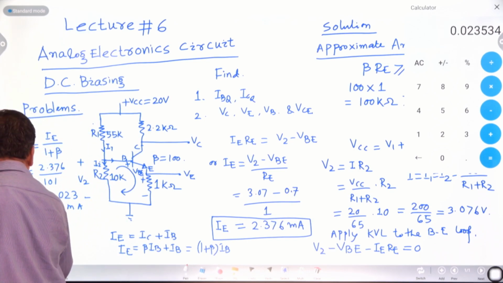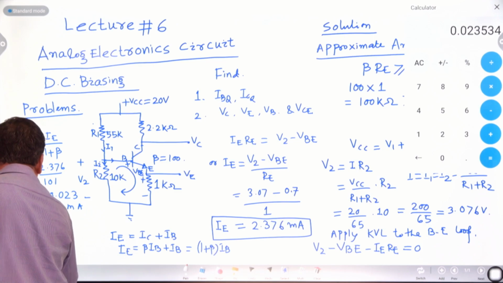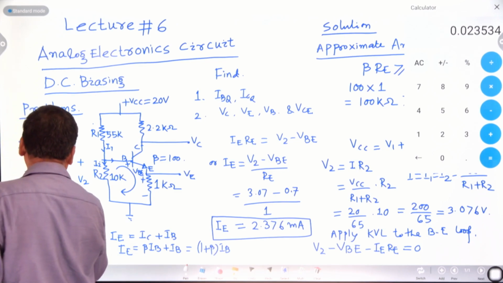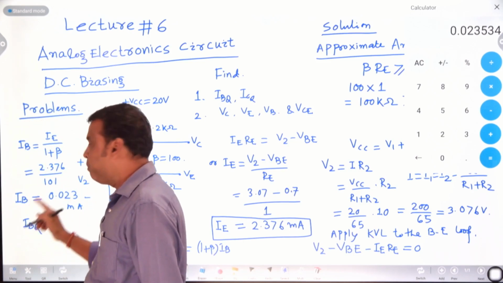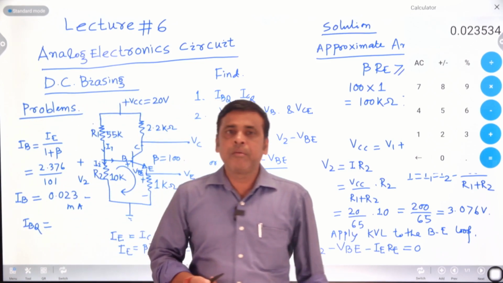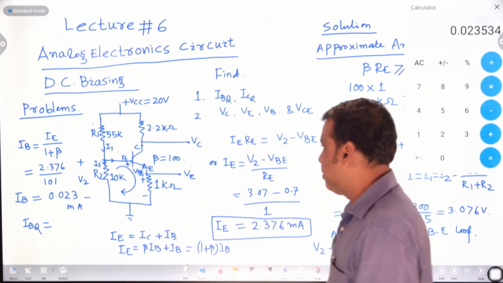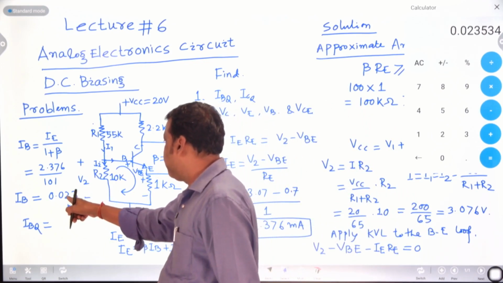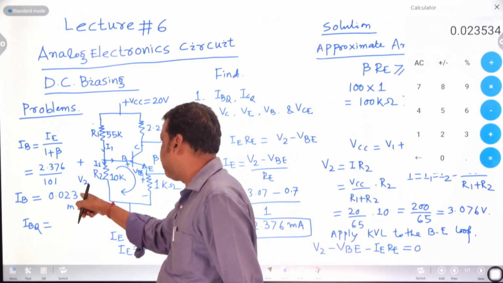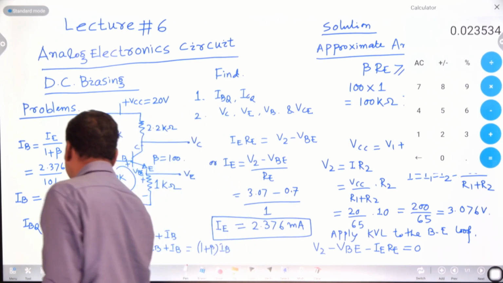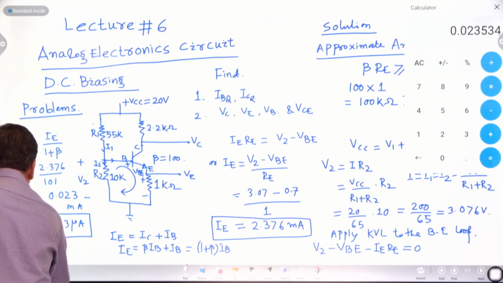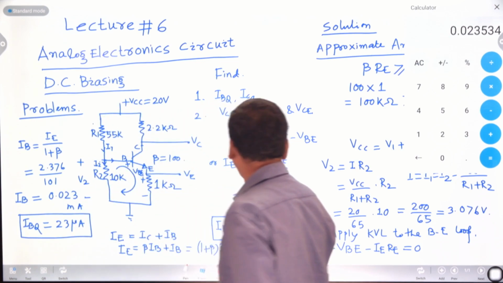This is nothing but IB, the same as IBQ, or IB about the Q point. IB can be written as IBQ equal to 0.023 milliampere. If you convert it to microampere, because the base current must be converted into microampere, micro is 10 to the power minus 6. Here it is 10 to the power minus 3. If you shift the decimal point, that is 23 microampere. So IBQ equal to 23 microampere. So this is nothing but your IB.